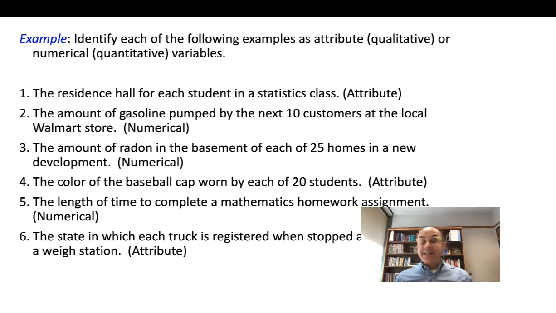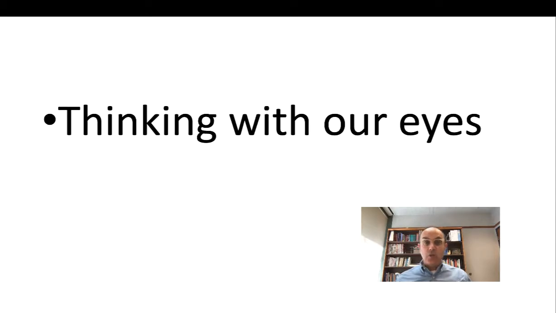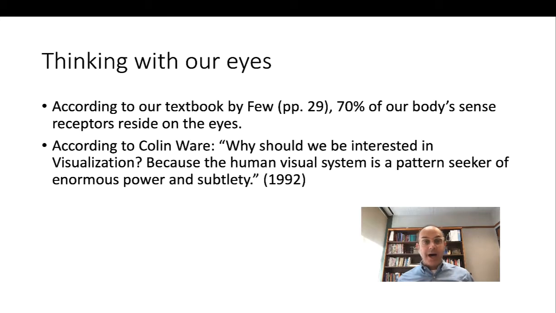So the residence hall of each student in a statistics class is an attribute. The amount of gasoline pumped by the next 10 customers at the local Walmart store is numerical. I will talk more about that throughout the semester, but I want you to pay attention to it. When we talk about variables in statistics, and about sample and population, we also need to think about our eyes.